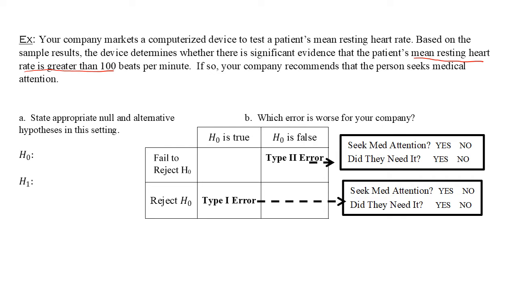So we can put this down in our alternative hypothesis that if the mean resting heart rate is greater than 100 beats per minute, then our device will recommend that we seek medical attention. The null hypothesis in this case would be that the mean resting heart rate is equal to 100. And again, here, this would be the assumption.